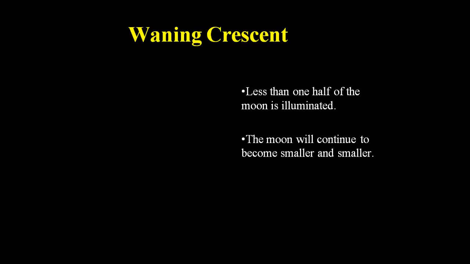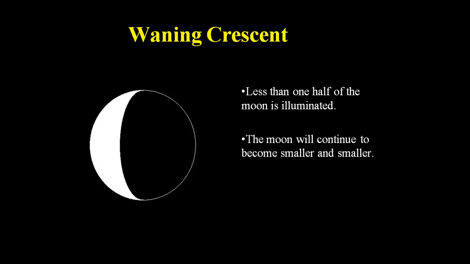Waning crescent. Less than one half of the moon is illuminated. The moon will continue to become smaller and smaller.